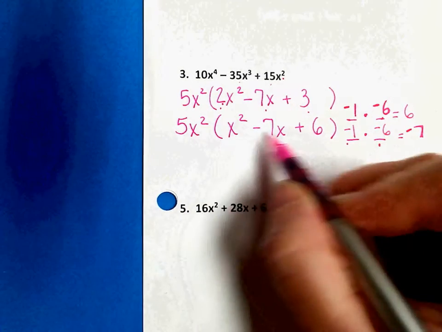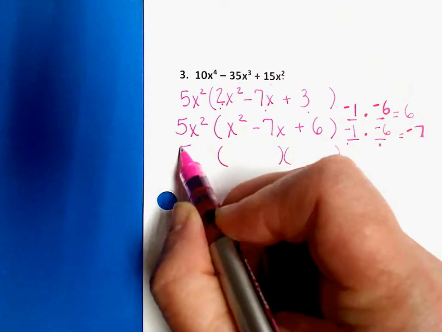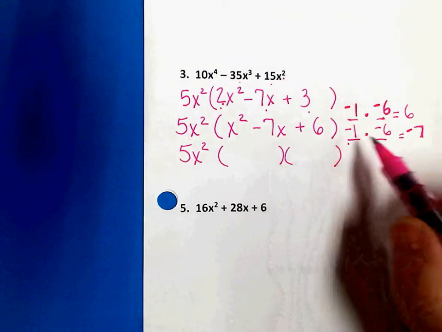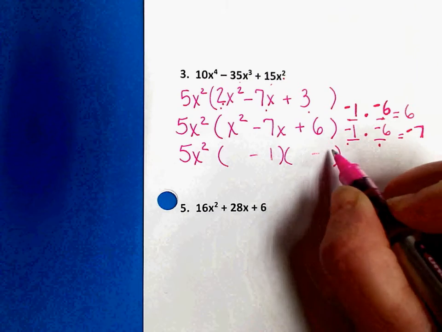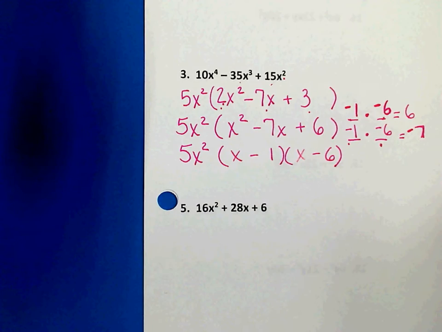So I'm going to put this into 2 sets of parentheses. And I'm going to keep my 5x squared out here. And inside these parentheses, I know that negative 1 and negative 6 are the factors I'll use. My x squared is x times x.